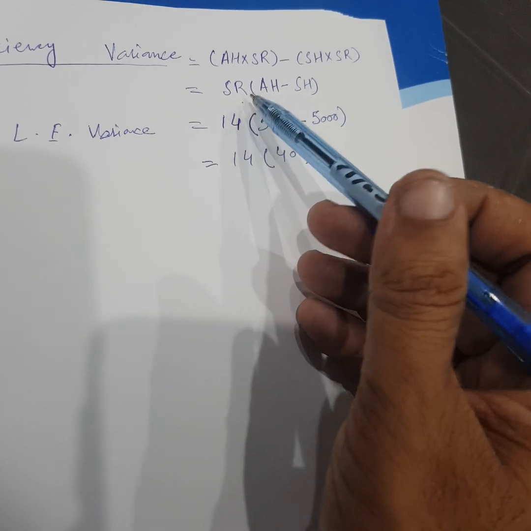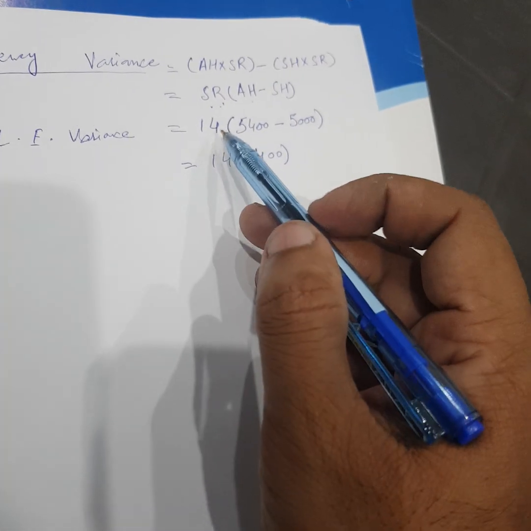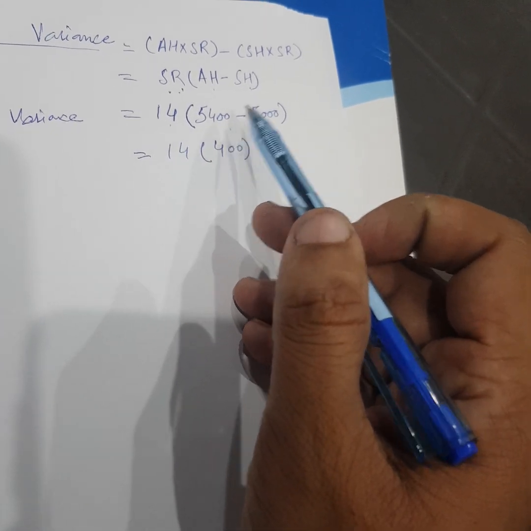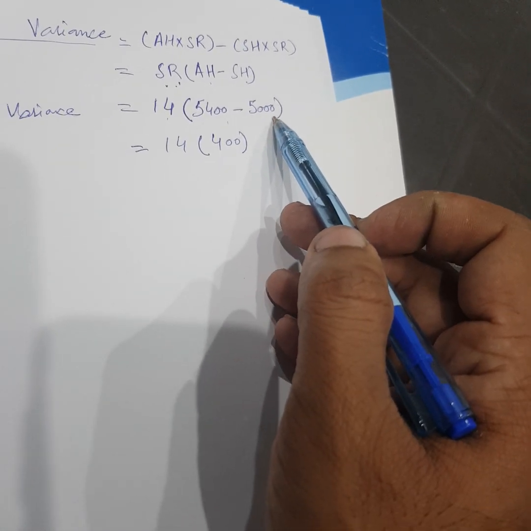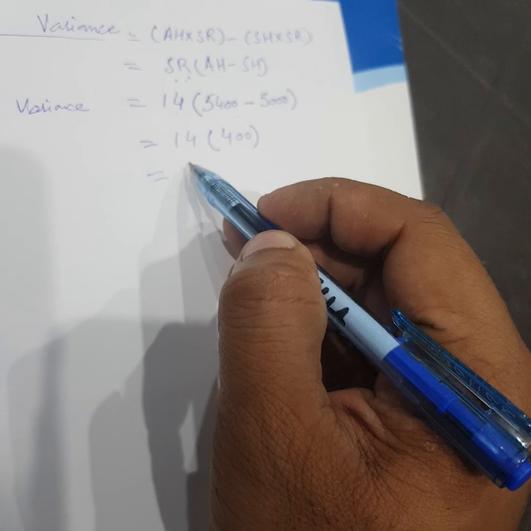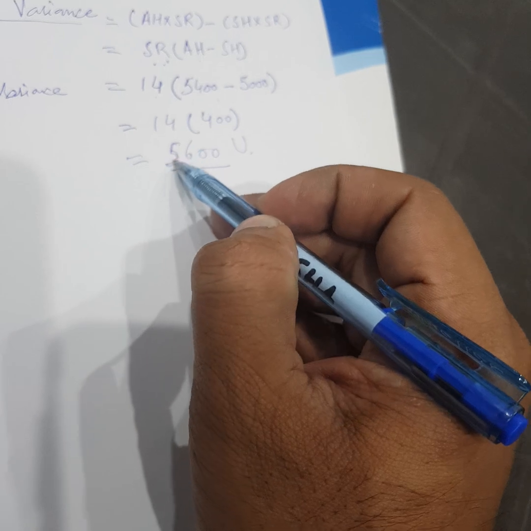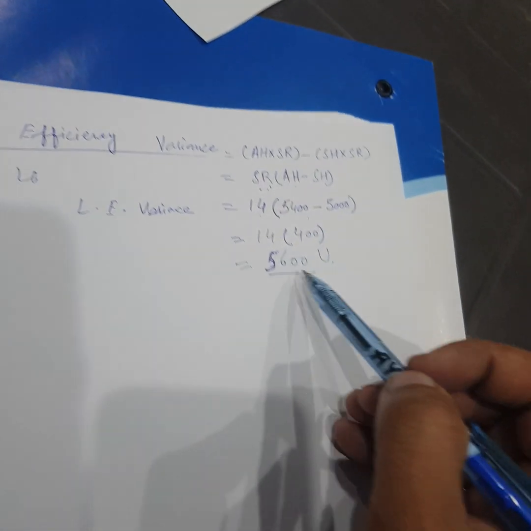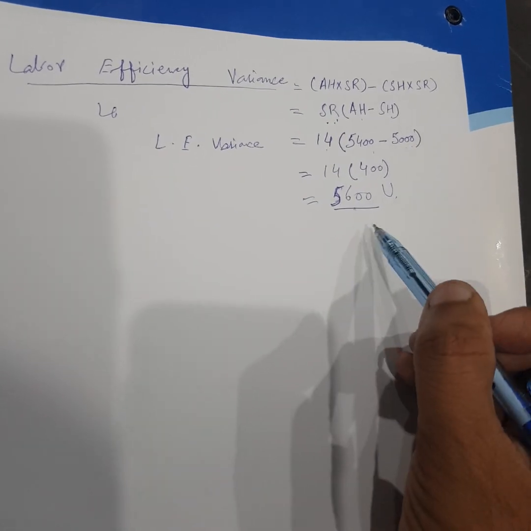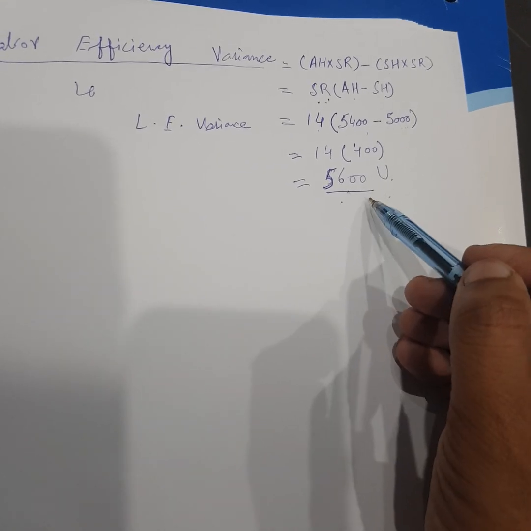By using the algebra equation, our equation will become standard rate into actual hours minus standard hours. So if our standard rate is 14 rupees, our actual hours to produce a product are 5400, but as standard we said that 5000 hours are enough, so by taking their difference we got an unfavorable condition. It means 5600 rupees is the labor efficiency variance amount that is more than our standard set, so it is unfavorable. We need to set those standards that should be up to the mark.